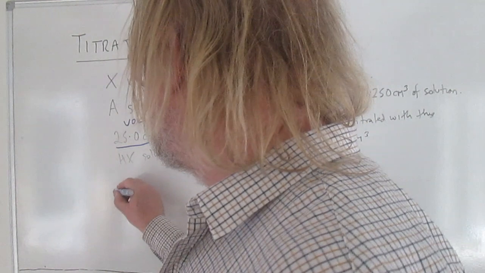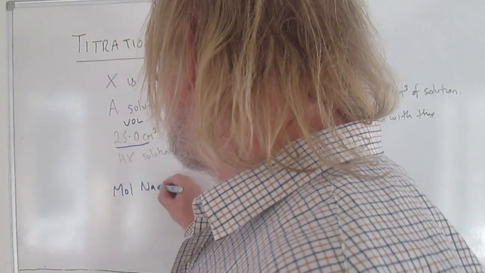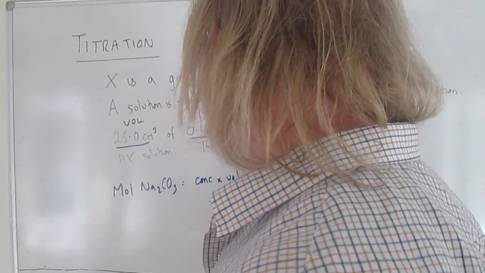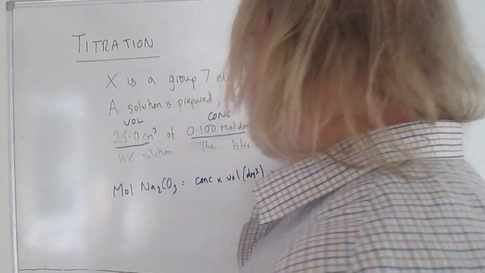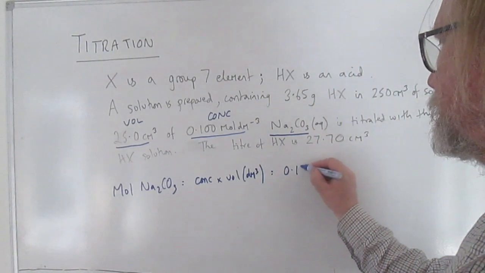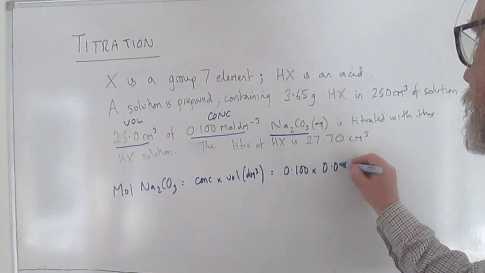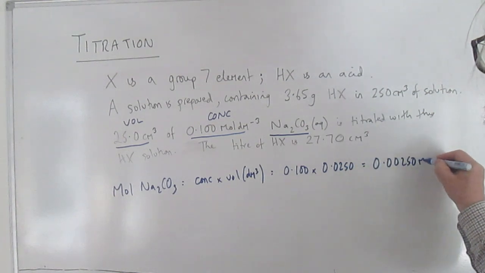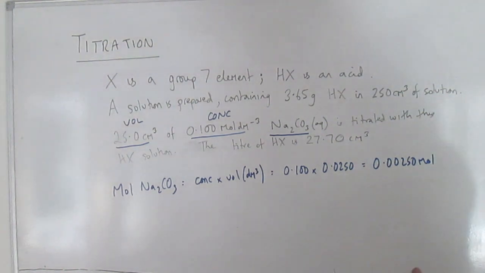So we can write down moles of Na2CO3 is concentration times volume in dm cubed, which is 0.100 times 0.025, which is 0.00250 moles. Okay, so that will have been the solution that was in the conical flask, because you've got 25 cm cubed of that, and you were adding the HX solution from the burette, which is why you get a less round number, 27.7 cm cubed for that one.